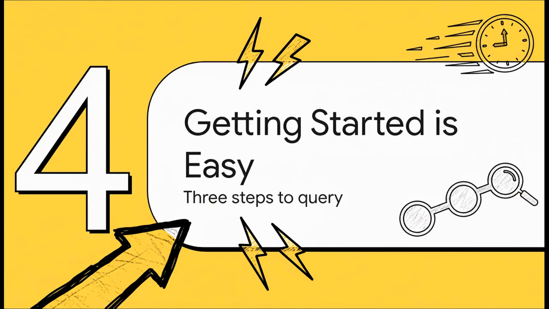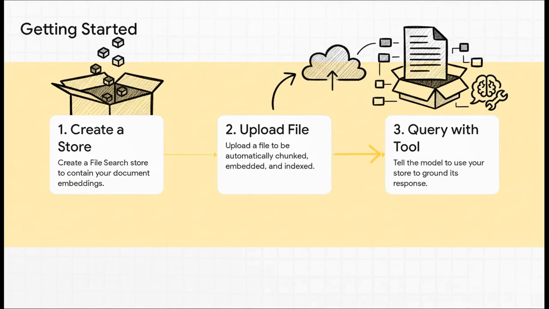Now you might be thinking, okay, this sounds amazing, but it's probably really complicated to set up. Well, it's not. Let's walk through just how fast you can get your first query up and running. It is literally just 3 steps. First, you create a store. You can just think of this as a dedicated folder for your project's data. Second, you upload your files. This is where the API takes over and does all that heavy lifting for you, the chunking, embedding, and indexing. And finally, step 3, you just query the Gemini API like you normally would, but you tell it, hey, use my new store as a tool. And that's it. You're done.